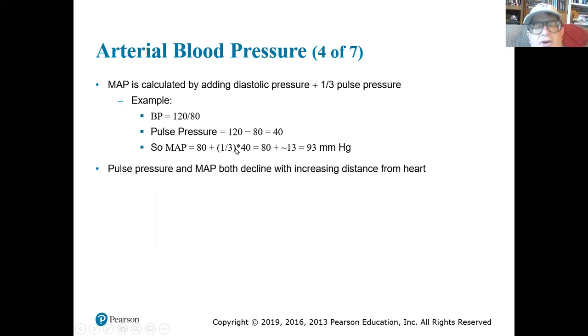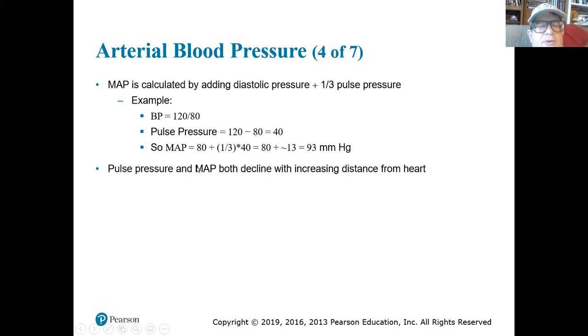So we start, you always do the multiplication stuff first. So we have 1/3 of 40, 1/3 of pulse pressure, plus 80. That means we have 1/3 of pulse pressure, 13. That's around 13. So 80 plus 13, 93.